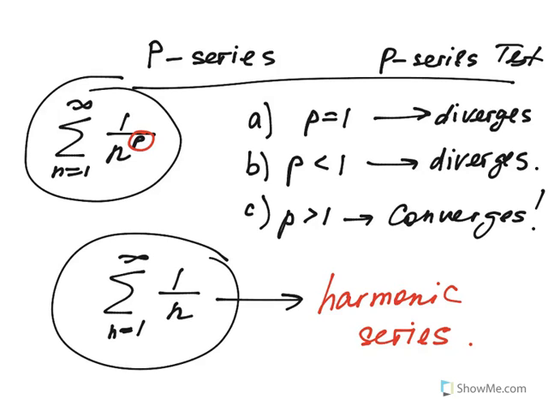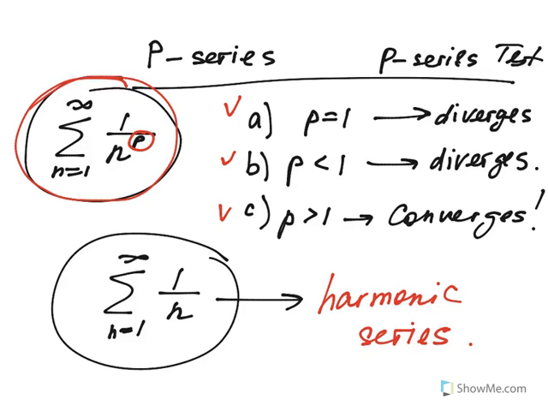So this video talks about p-series and the p-series test. This is just the general form. In order to determine whether your series converges or diverges, you need to consider these three things. You look at your exponent p, the value. If the value of p equals 1, then your series diverges.